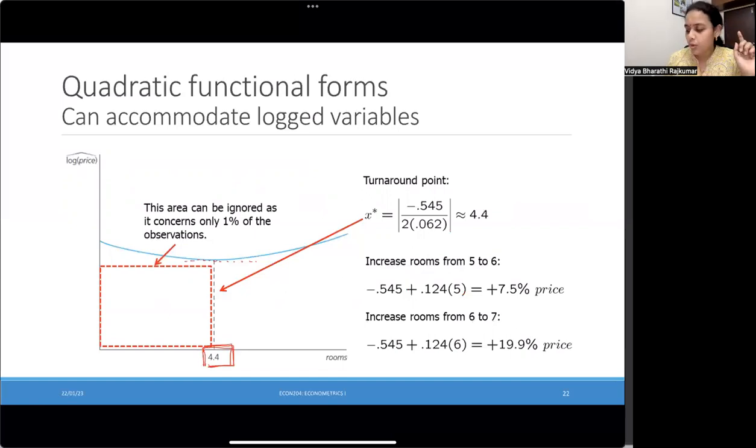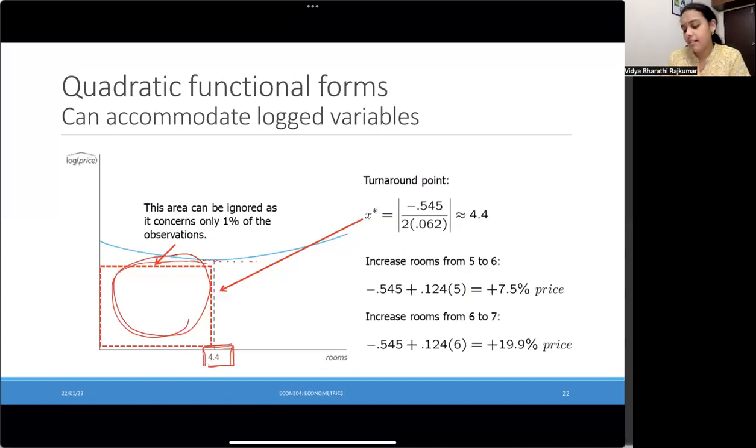So what we do is we go ahead and look at the size of the data to the left of that turning point. Well, it turns out that we only have 1% of the observations. Only 1% of houses in our data set have fewer than 4 rooms. So it's not a very important thing for us to be concerned about houses with less than 4 rooms. So our primary interest now focuses on what happens beyond 4 rooms.